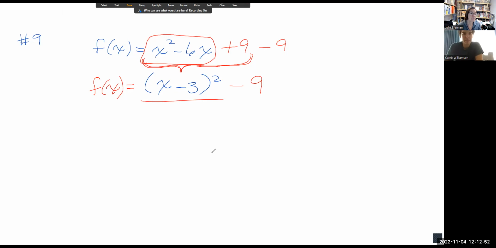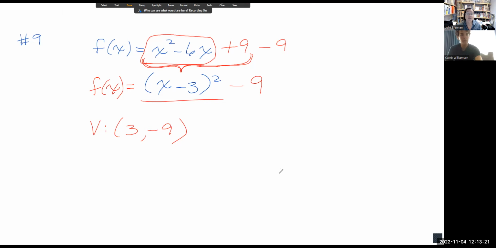Okay, so once I have it in this form, the book says find its vertex and its x and y intercepts. Well, the vertex is easy. What's the vertex? 3 and -9. Here it is. Okay. How would I find the x and the y intercepts? You just look at the vertex? That's not going to give me the intercepts.